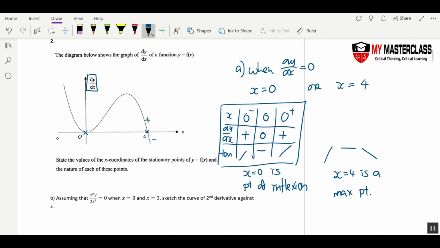Okay, but I find there's a very big gap here. That means there's no working to show it. So that's why I say if you draw the first derivative table, it really tells the examiner how you understand the first derivative can be used to find the nature of the stationary points.